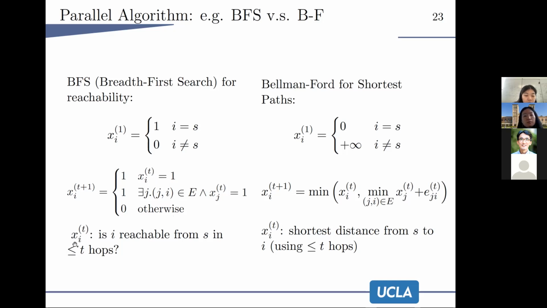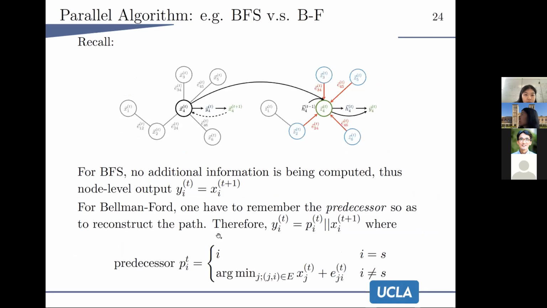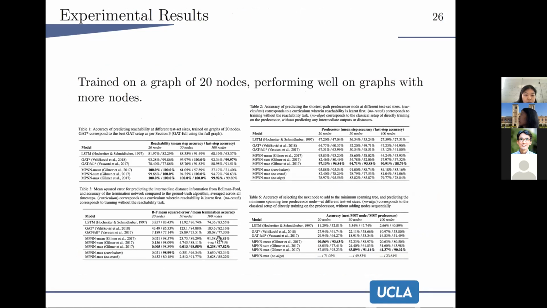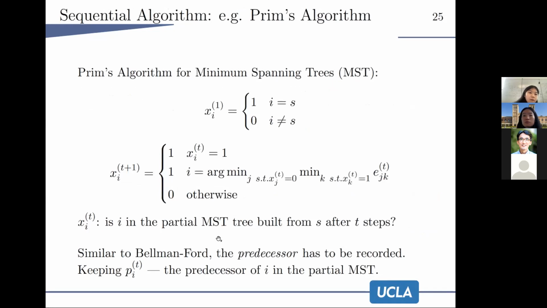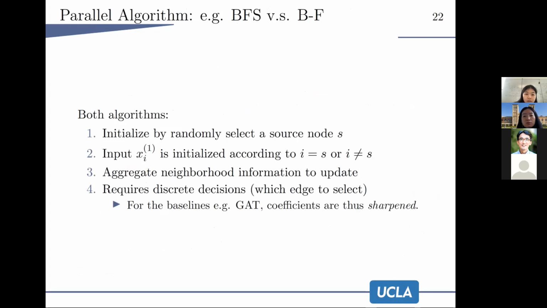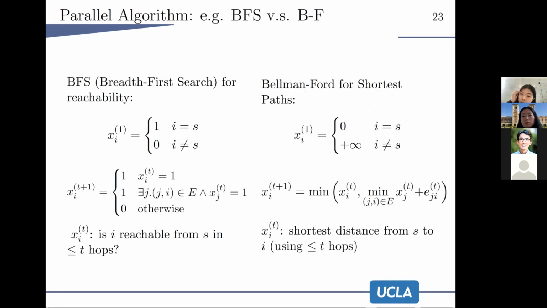And so basically, X_i^t means that i is reachable from S in no larger than t hops. I think I didn't put other details of those examples on the slides.